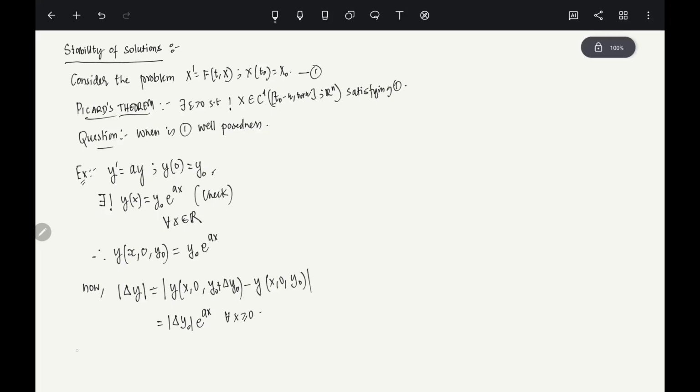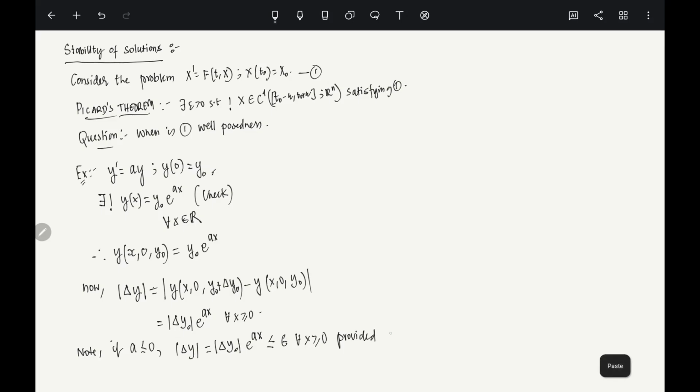Why? Because note that if a is less than or equal to 0, then e power ax is basically decreasing, right? So what happens is delta y equals delta y naught times e power ax. And if a is negative, I can make it less than epsilon for all x greater than or equal to 0, provided the modulus of delta y naught is less than epsilon. Is it okay? I can of course do this. If a is negative, e power ax can be made less than or equal to 1, and hence all of this is true, right? So you see, I can make delta y as small as possible. So basically however I am changing the initial data, the solution is also changing proportionately, okay.